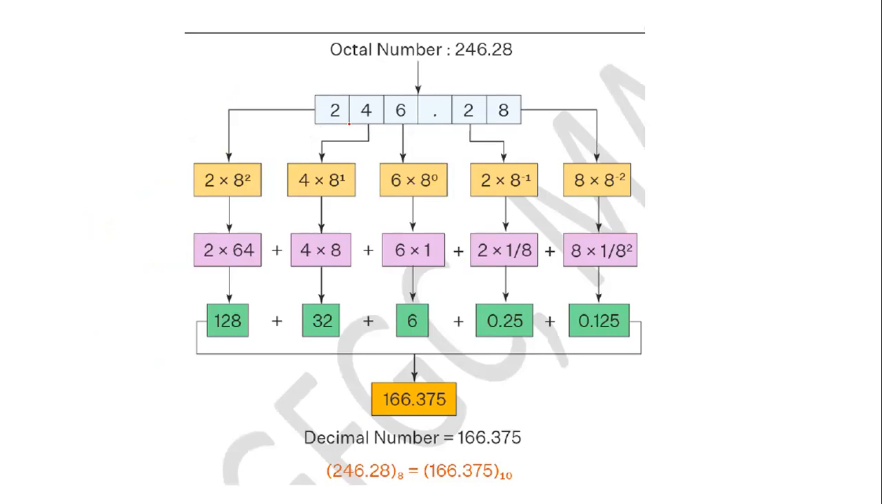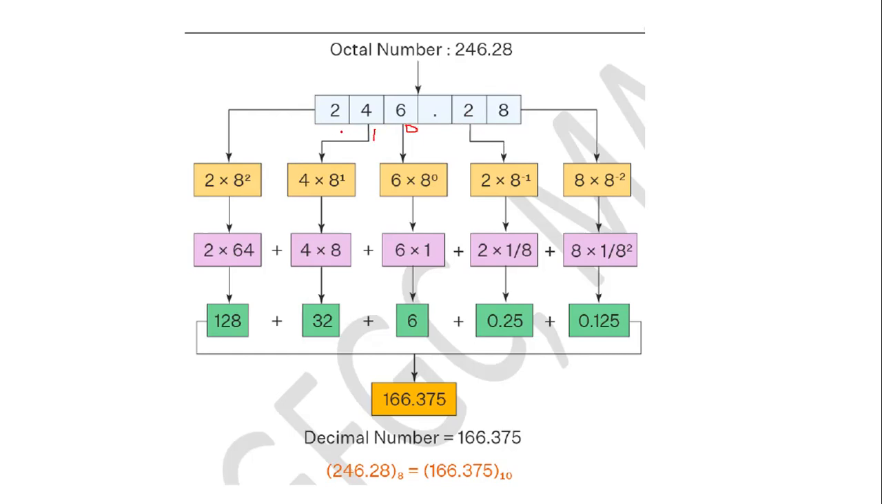See the example question given. The octal number given is 246.28. When it comes to decimal numbers, before the decimal point, your position value should be positive. After the decimal point, your position value will be negative. So here, this position is 0.